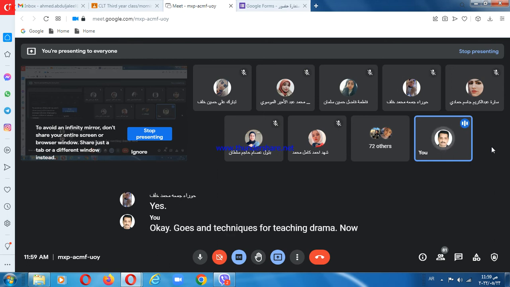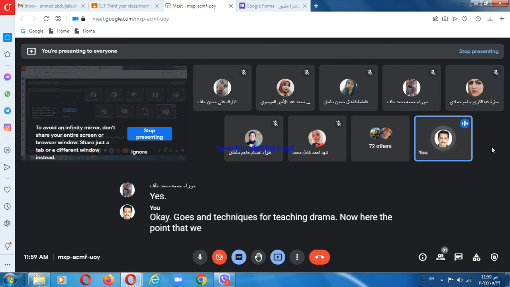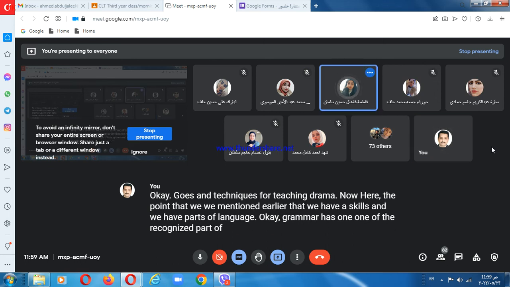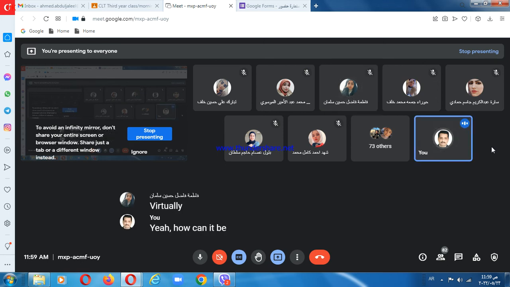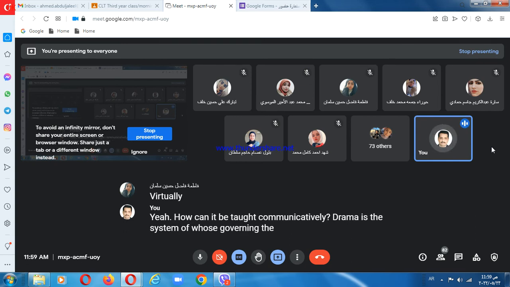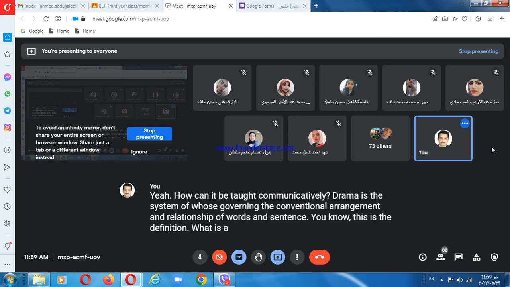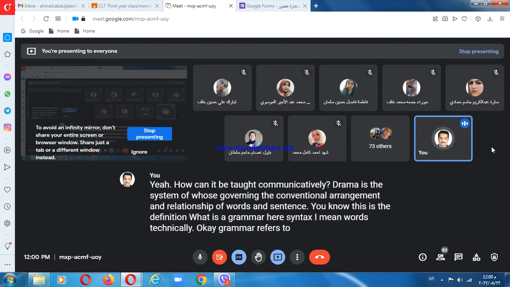Okay. Goals and techniques for teaching grammar. Now, here the point that we mentioned earlier, that we have skills and we have parts of language. Grammar is one of the recognized parts of language. How can it be taught communicatively? Grammar is the system of rules governing the conventional arrangement and relationship of words and sentences. You know, this is the definition. What is grammar here? Syntax. I mean, word arrangement, how to put it in a sentence. Technically, grammar refers to sentence level rules only.